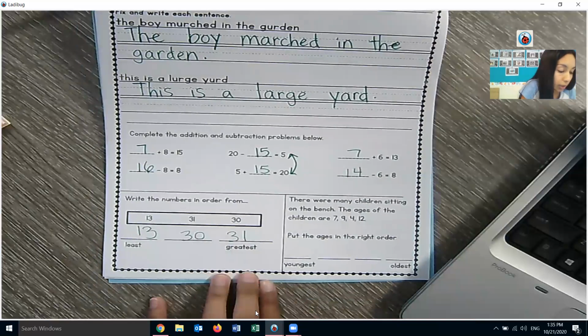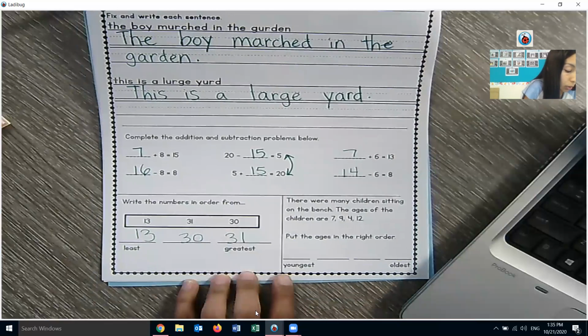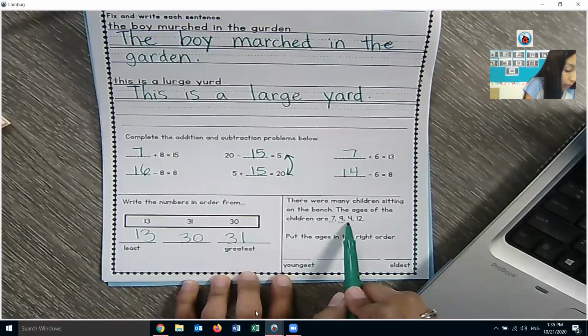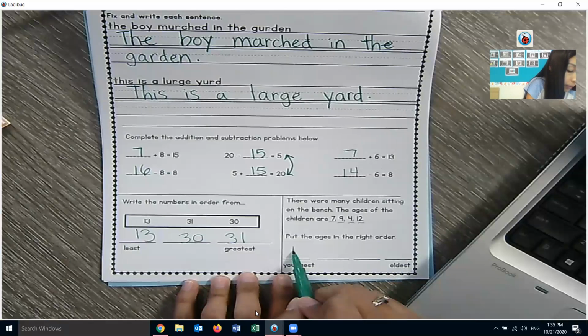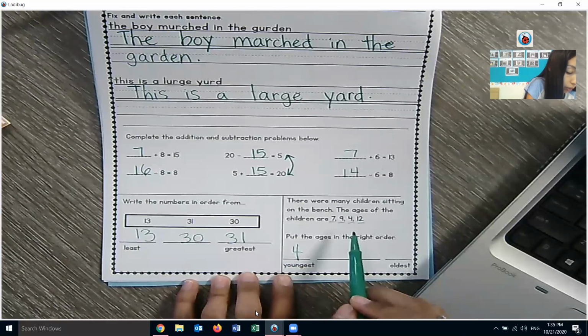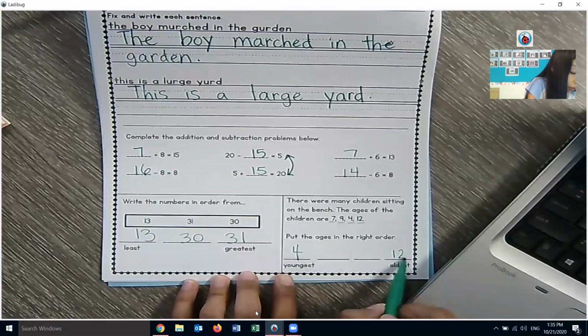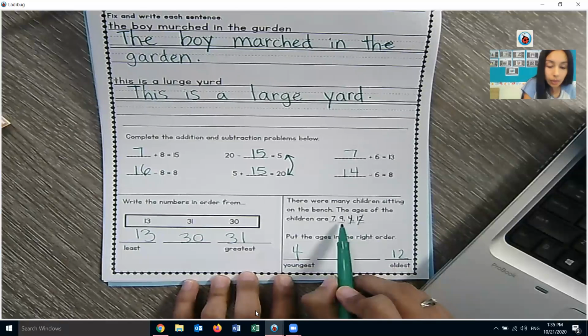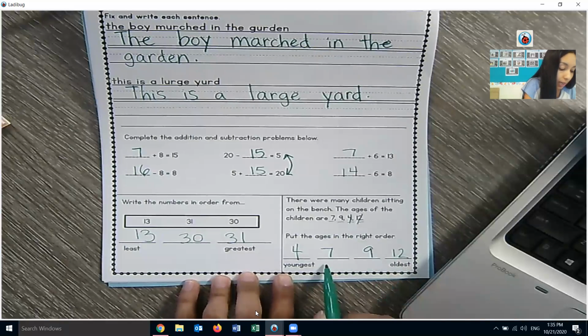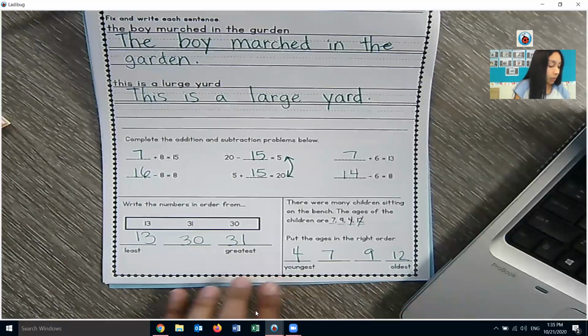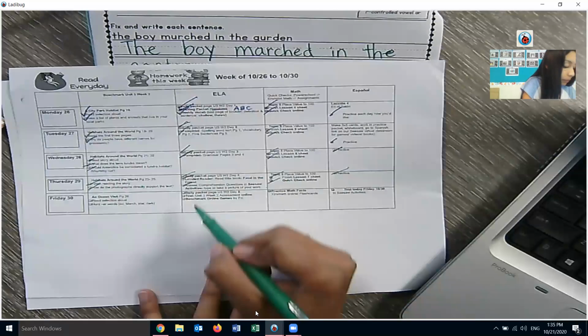There were many children sitting on the bench. The ages were 7, 9, 4, 12. Put them in the right order. So we want youngest, so smallest numbers, to oldest, biggest number. So the youngest is 4, the oldest is 12, and then we're going to look at the two numbers left over, 7 and 9. 7 comes first, and then 9. So 4, 7, 9, 12 is in order from youngest to oldest. That is our daily packet.